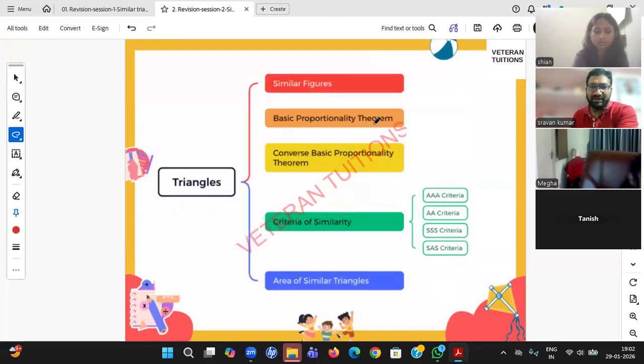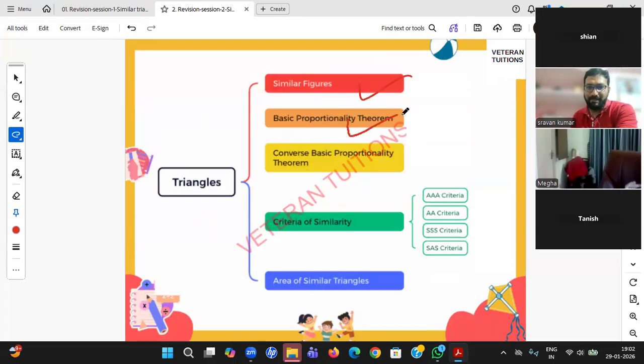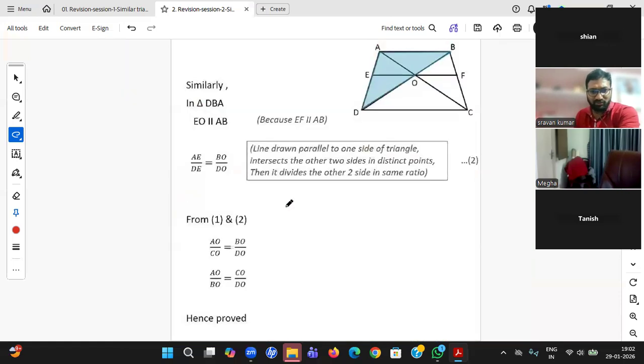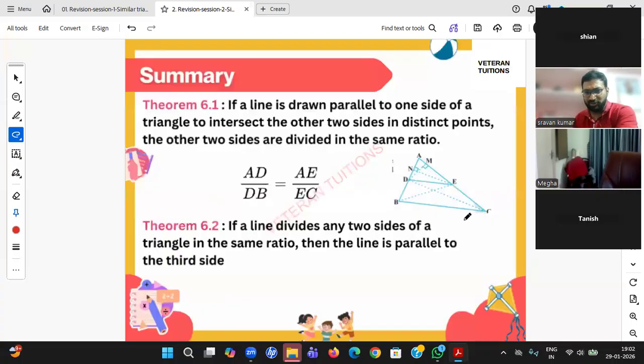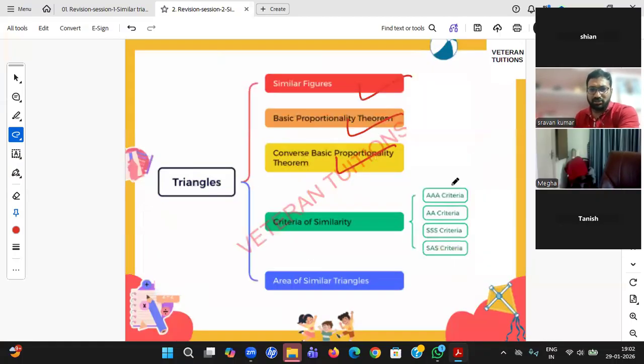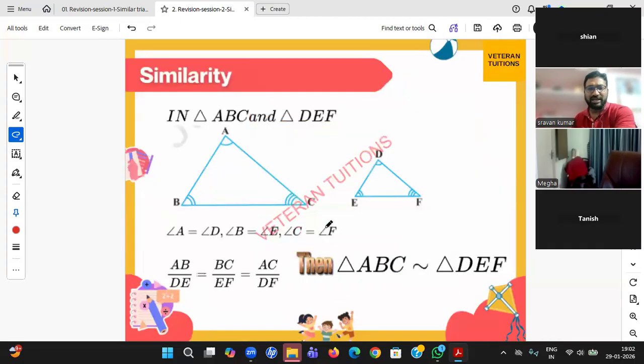With that we have finished basics, BPT and converse BPT. Now let us do one question on this topic, and we'll be ready for the final. Criteria for similarity. Let us go for AAA criteria first, but before that, let us do basic questions on criteria.